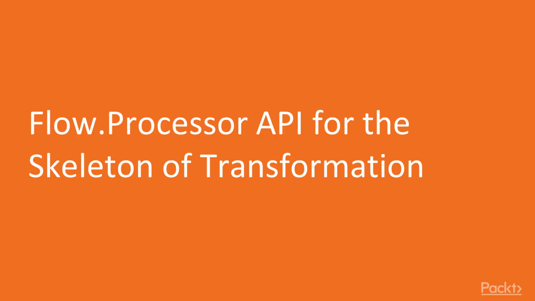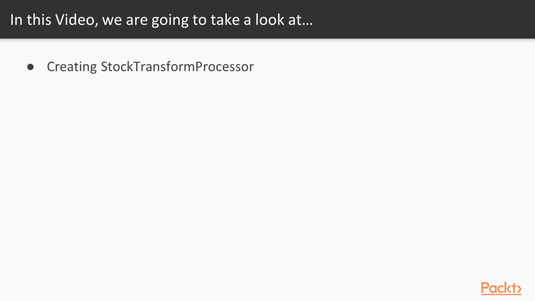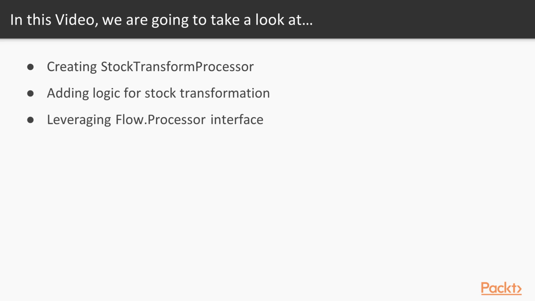And this is the first video in which we'll be leveraging the Flow.Processor API for the skeleton of transformation. So we'll be creating a stock transform processor, we will be adding logic for stock transformation, and we'll be leveraging the Flow.Processor interface in our code. So let's go to the code.